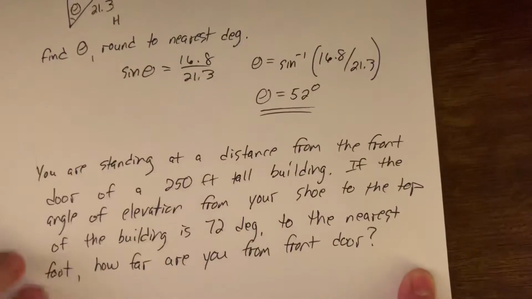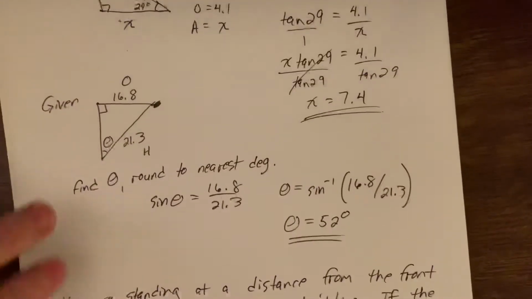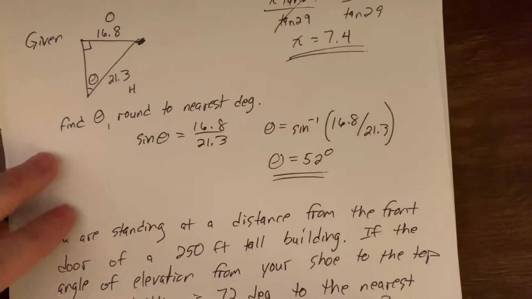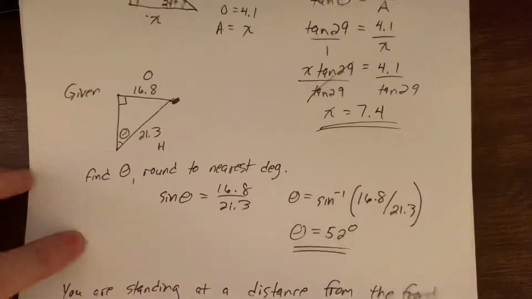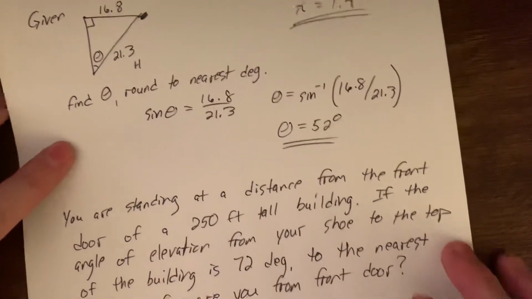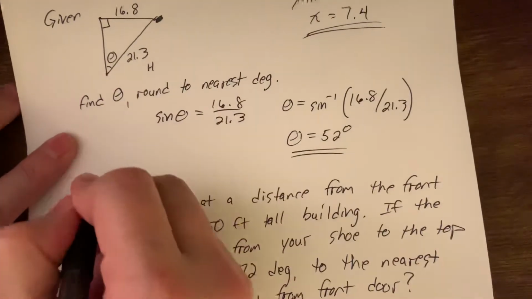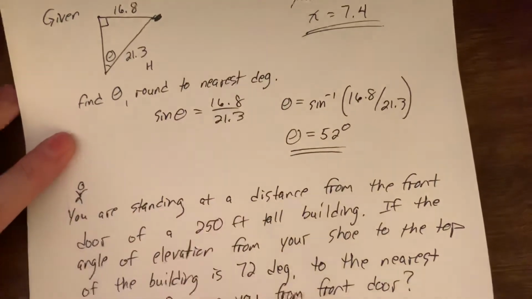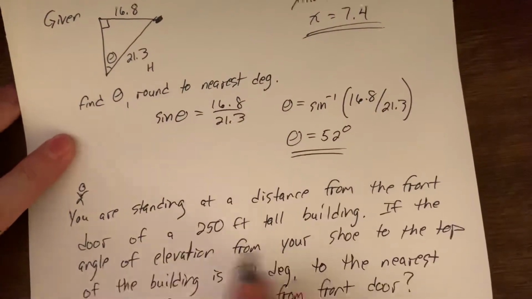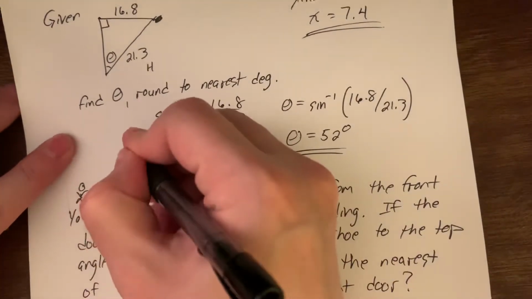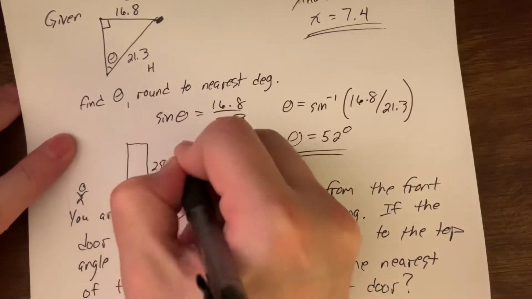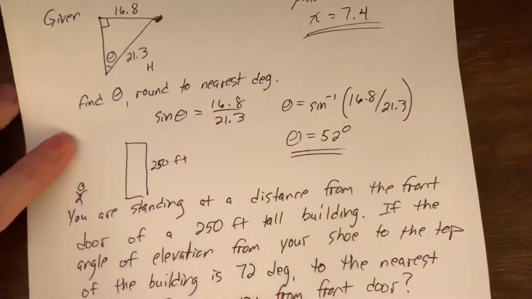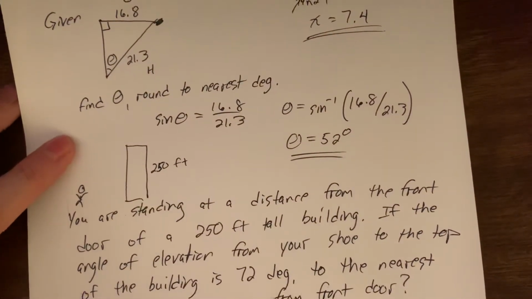We read all of this, and I'm just going to do a little work up here. I'm a little short down here. I don't want to change the page, so I'll just do a little work up here, and I'll finish down here. So just coming up here, we read through everything. Okay, let's see what we have here. There you are. You're standing a distance from the front of a 250-foot tall building. There's your building, and it's 250 feet tall.